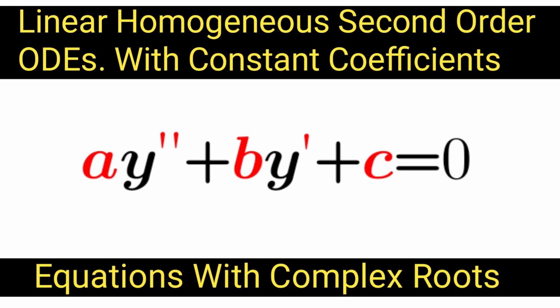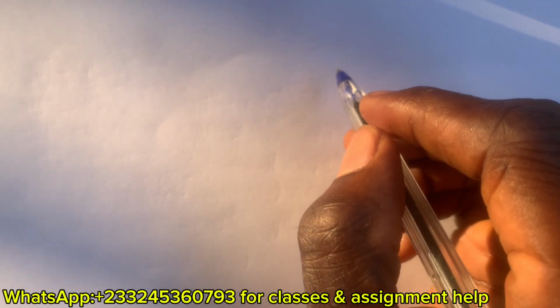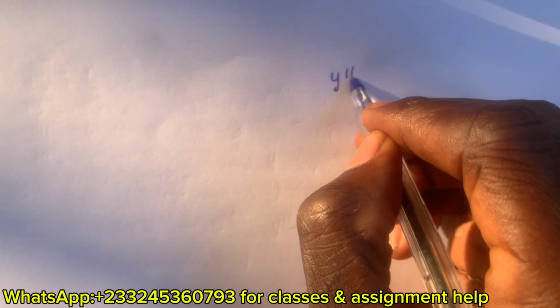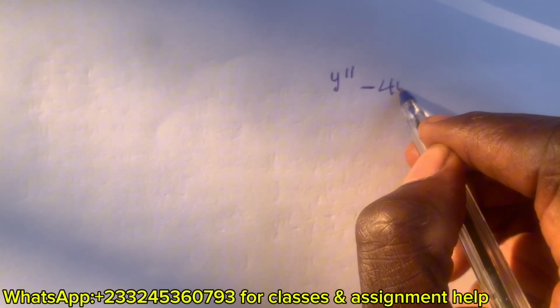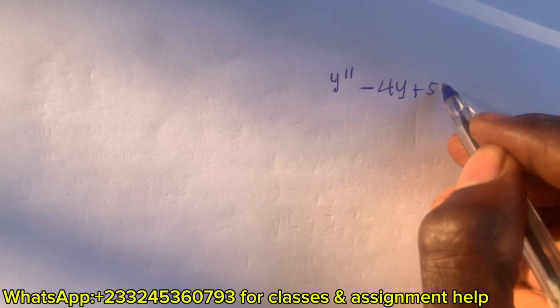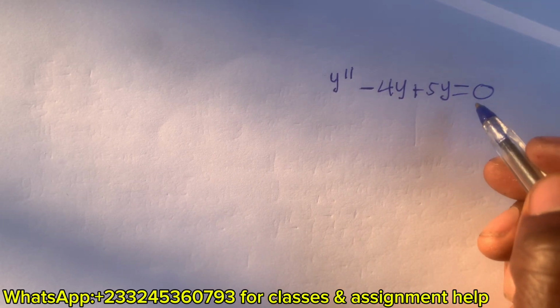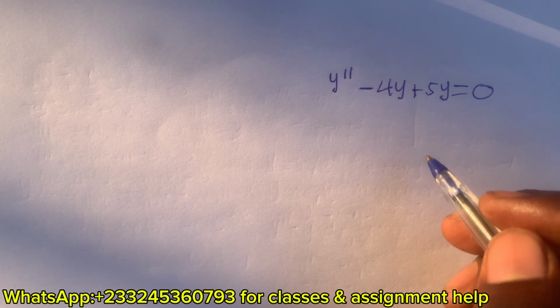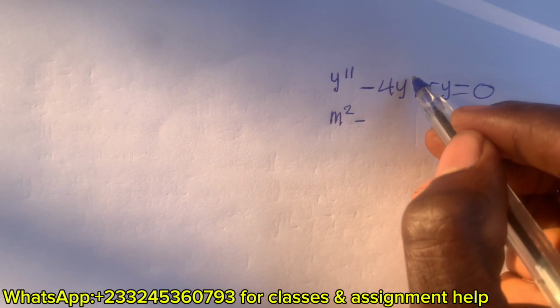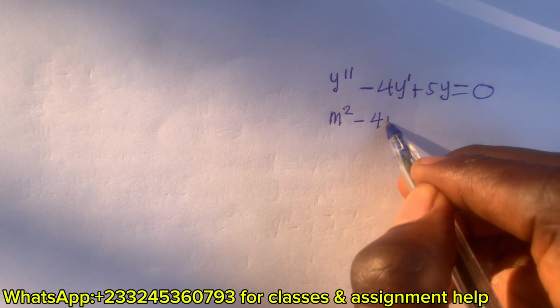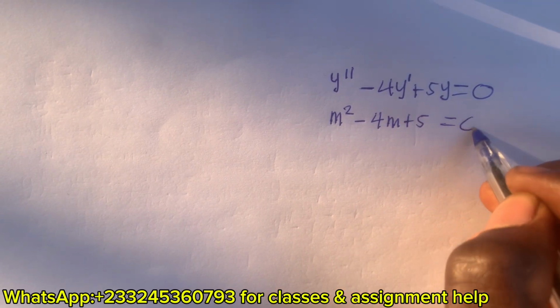Now let's take this example. We have to find the general solution and hence the particular solution of y prime prime minus 4y prime plus 5y equals 0. So let us write the auxiliary or the characteristic equation. This is m squared minus 4m plus 5 equals 0.